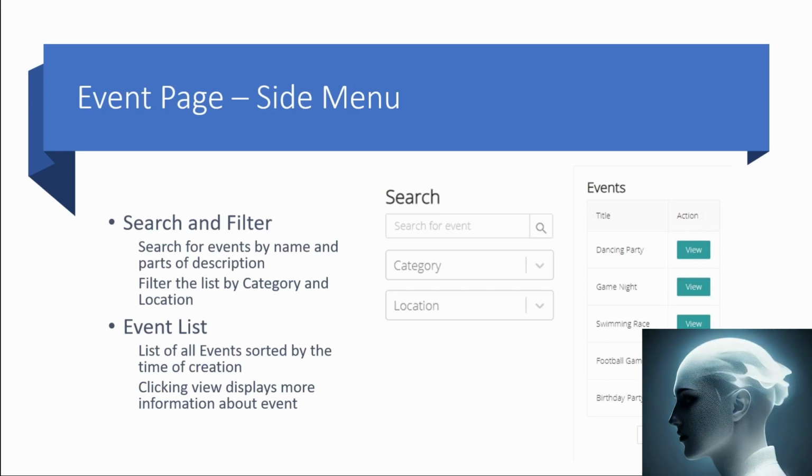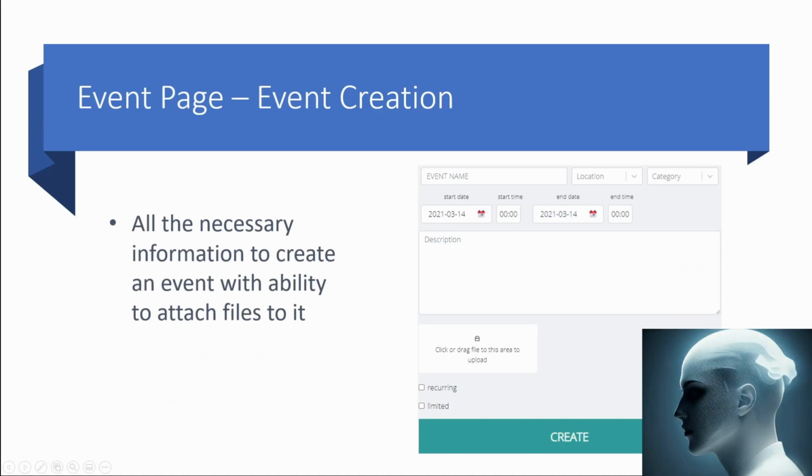Click and View displays more information about the events in the same way that Calendar does it. Finally, we have a simple event creation screen with a form for creating events.